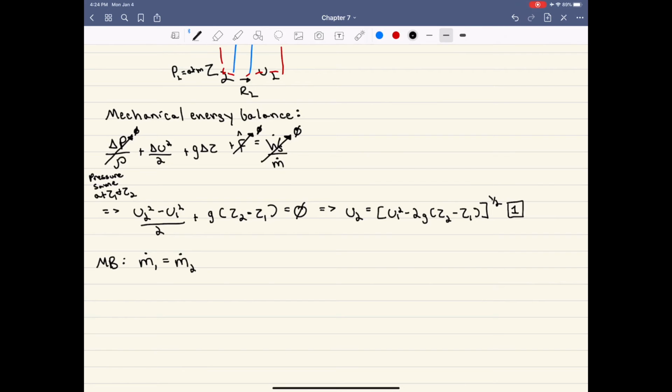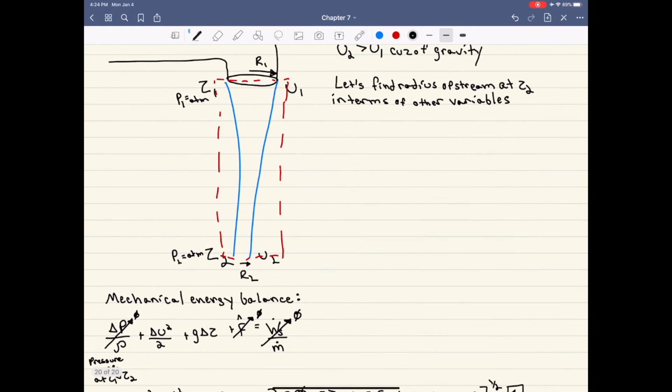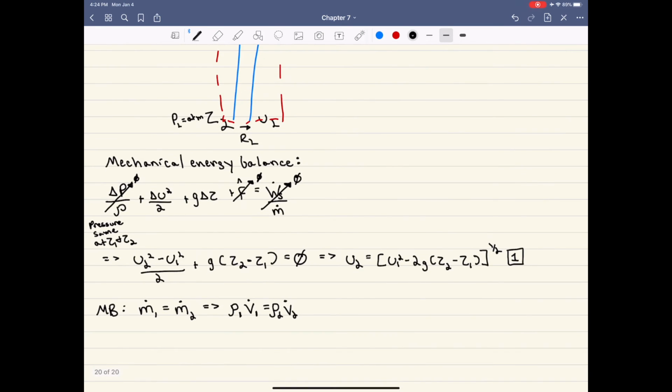Since we're dealing with liquids, we can rewrite the mass flow rates in terms of the density and also the volumetric flow rate. Now, in our system, we're dealing with falling water, and because this is a liquid, we can assume it's incompressible. That means the density at point 1 and point 2 are essentially the same, so we can cancel those out. What we're left with is that the volumetric flow rate at point 1 is equal to the volumetric flow rate at point 2.